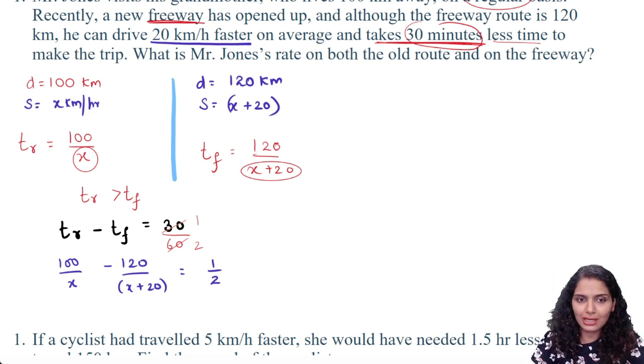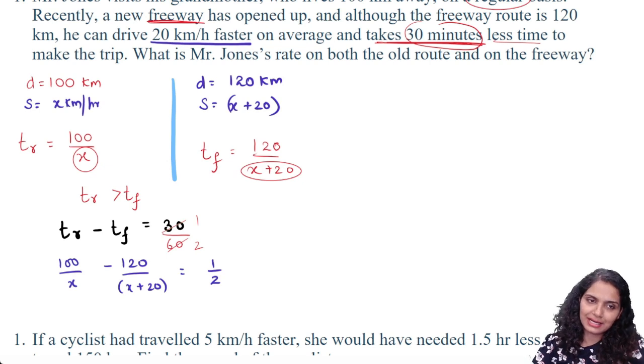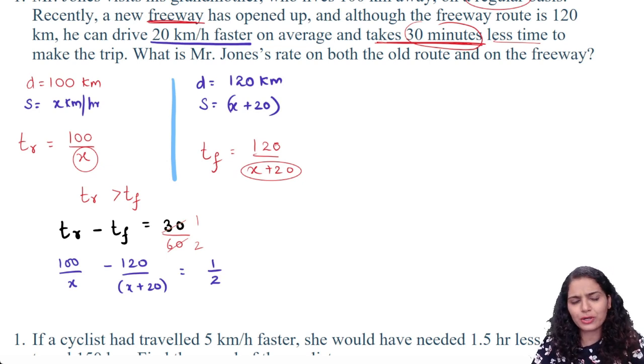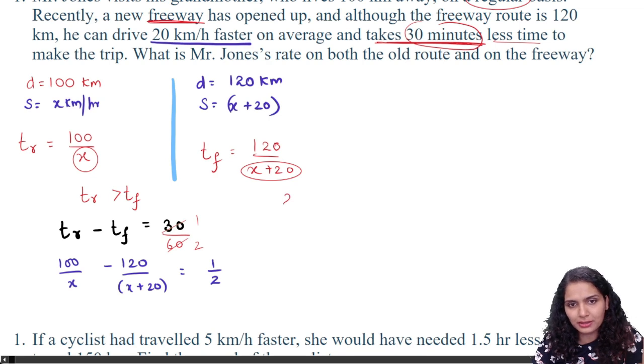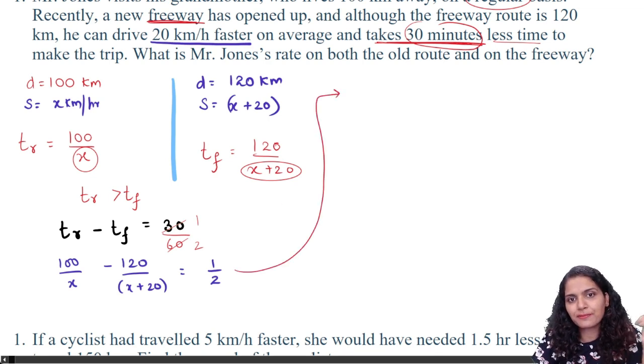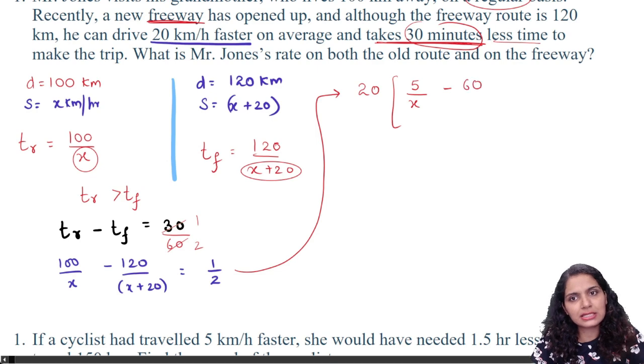Yes. Okay, now what should we do next? Correct. We can take something common, and what can we take common here? Let me think. Can we take 20 common over here? Right? I can think of 10, but I can further see that both the numbers will be divisible by 2. I can take 20 common. Let me go to this side, and it will be 20 common. So it will be 5 upon X minus 6 upon X plus 20 is equal to 1 upon 2.